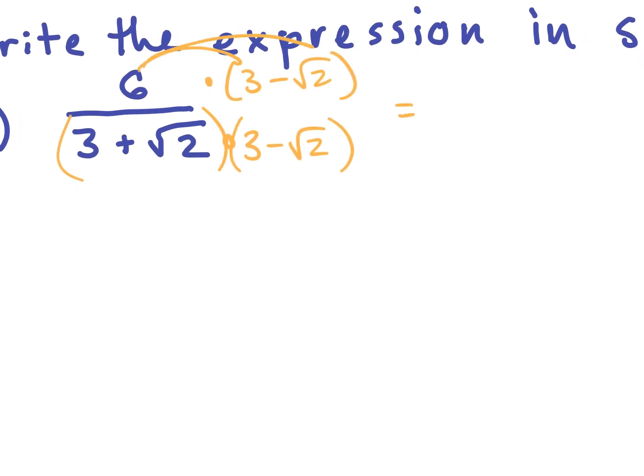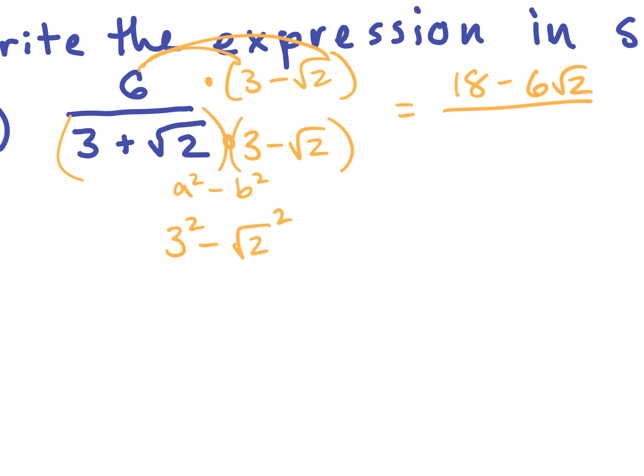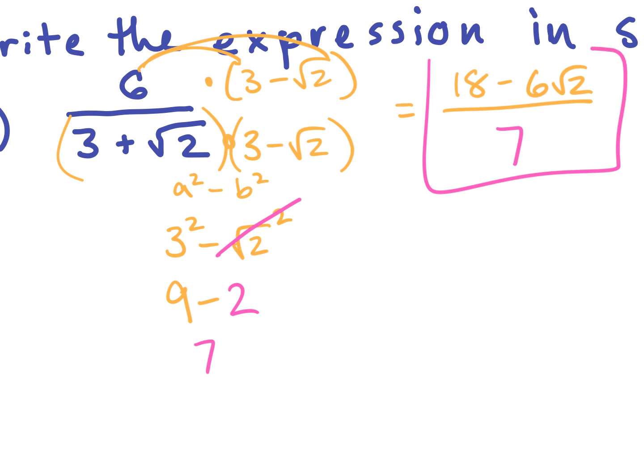On top, we just distribute the 6, so that would be 18 minus 6 square root 2. And then on the bottom, you can either FOIL or use your conjugate shortcut. Our conjugate shortcut is a squared minus b squared. What's our a? 3. So this would be 3 squared minus, what's our b? Square root 2 squared. What's 3 squared? 9. And square root 2 squared would be 2, because the square root and the squared cancel. And 9 minus 2? 7. So 7 would be in our denominator. This would be our answer.